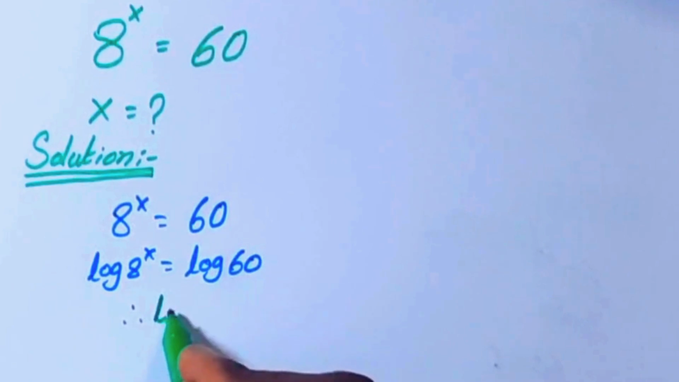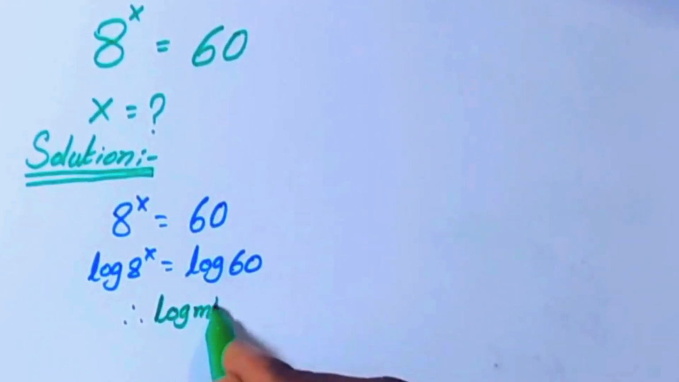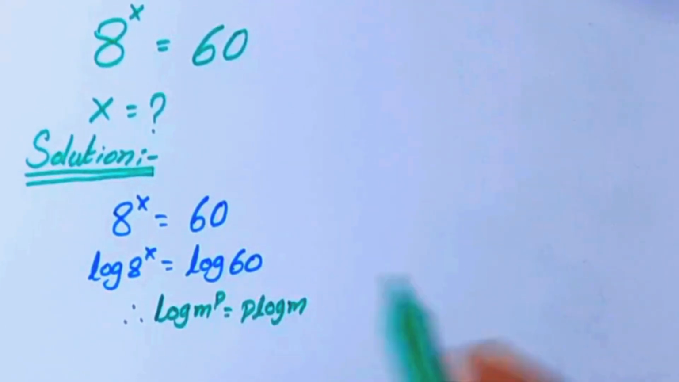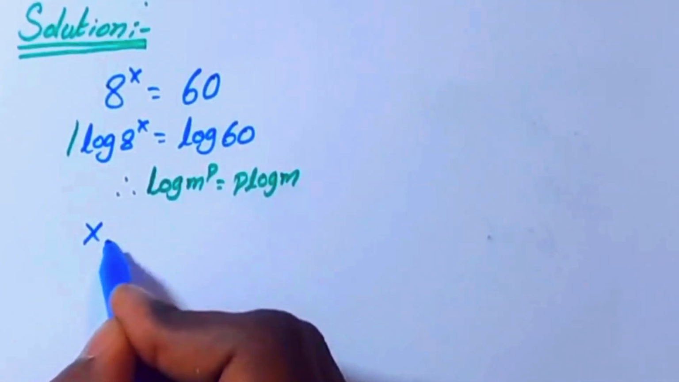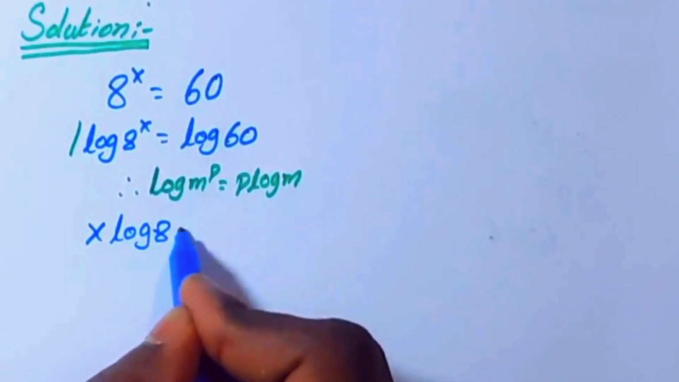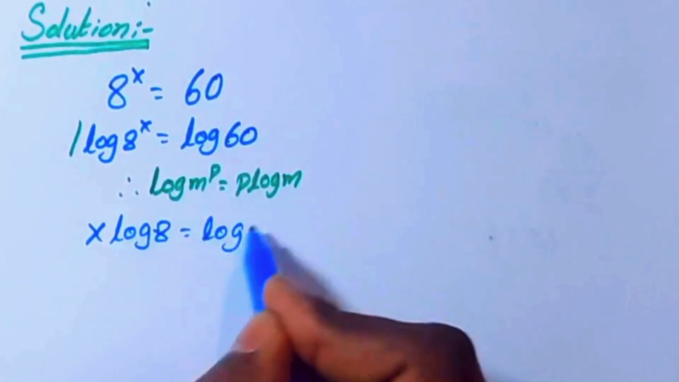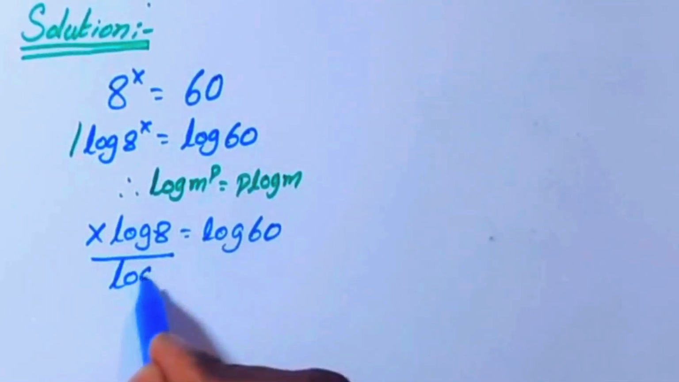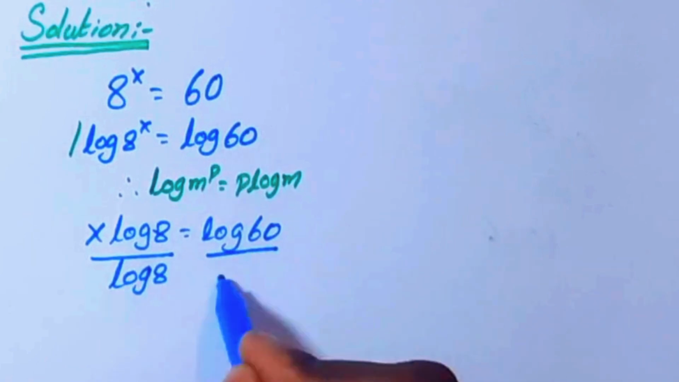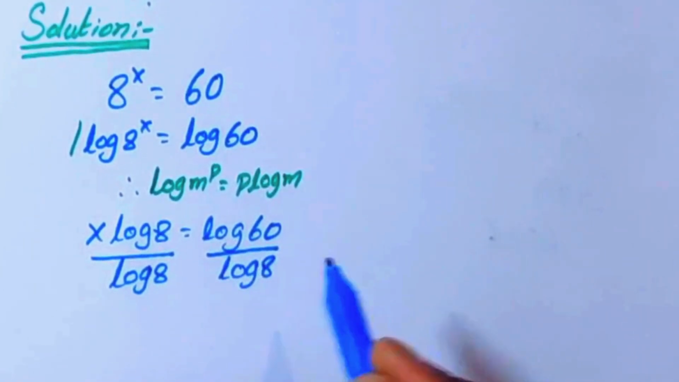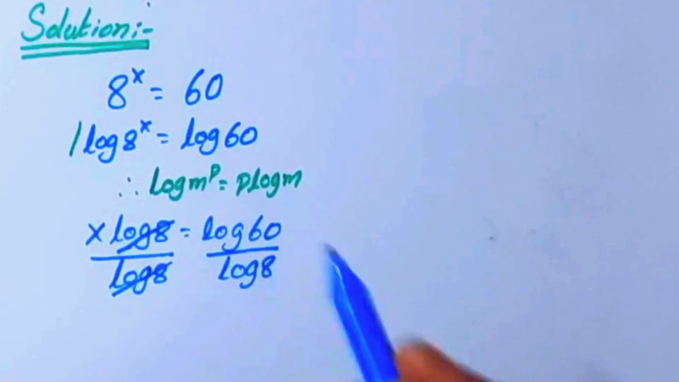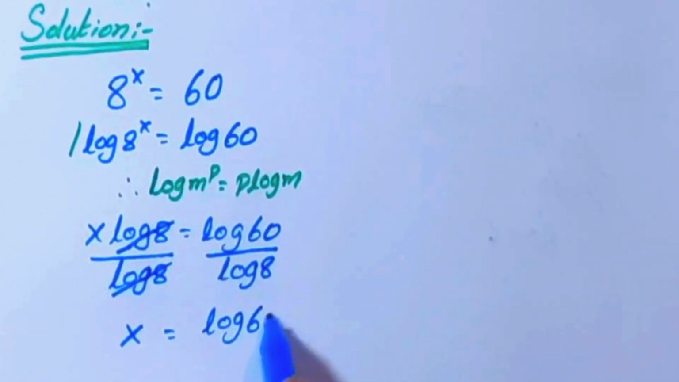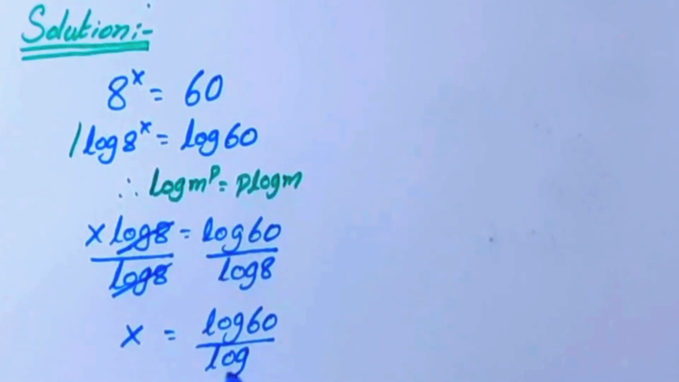Therefore, we know our formula: log m power p equal to p log m. We are going to implement this here. So x log 8 equal to log 60. Now divide by log 8 on both sides. Log 8 by log 8, this log 8 cancels this. So we have x equal to log 60 by log 8.